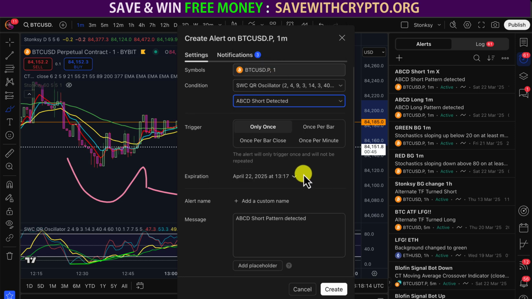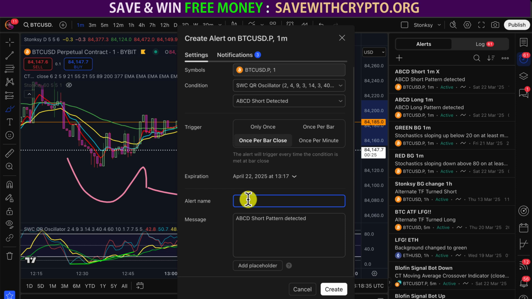And I'd probably suggest that you either have it once per bar or once per bar close. Once per bar will show you a lot more alerts, obviously, but once per bar close might be more accurate. And you can just give it that name there, or if you like, it might make more sense if you give it something like red cross and then whatever time frame you're on, 1 minute.